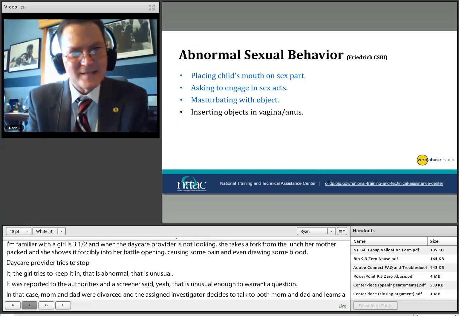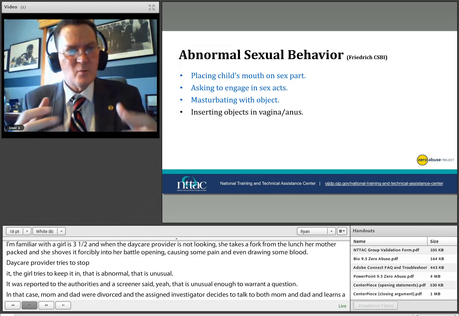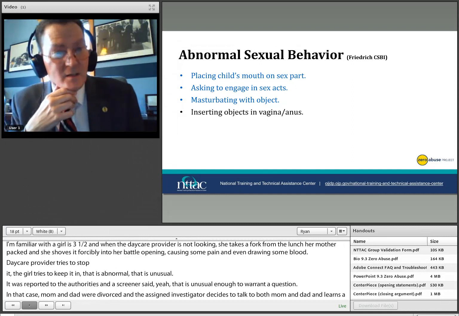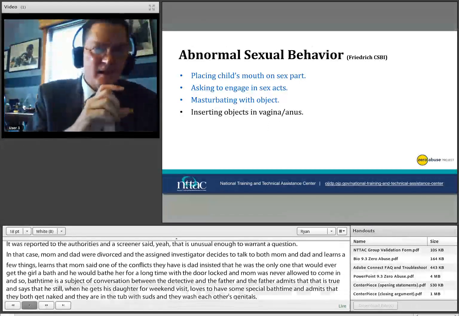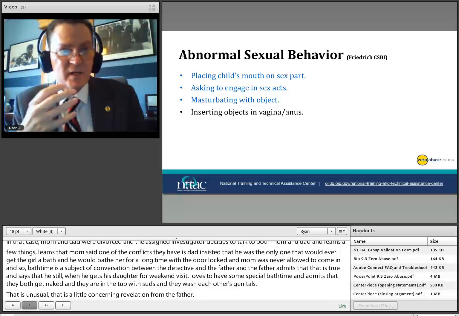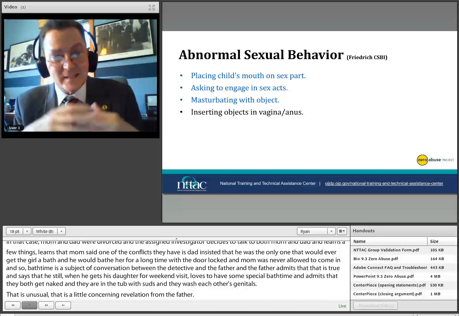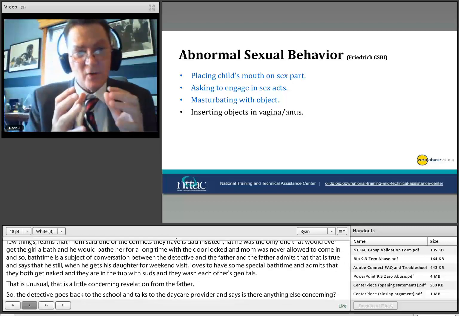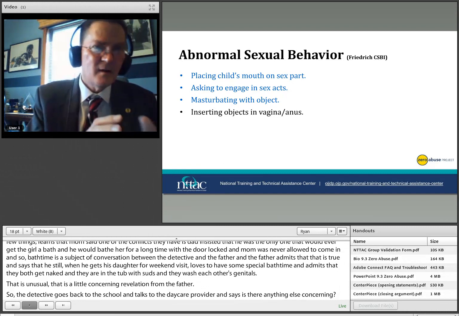Learns that mom said one of the conflicts they had, his dad insisted that he was the only one that would ever give the girl a bath, and he would bathe her for a long time with the door locked, and mom was never allowed to come in. And so bath time is a subject of conversation between the detective and the father, and the father admits that that is true and says that he still, when he gets his daughter for a weekend visit, loves to have some special bath time, and admits that they both get naked and they're in the tub with suds and they wash each other's genitals. That's unusual. That's a little concerning revelation from the father.